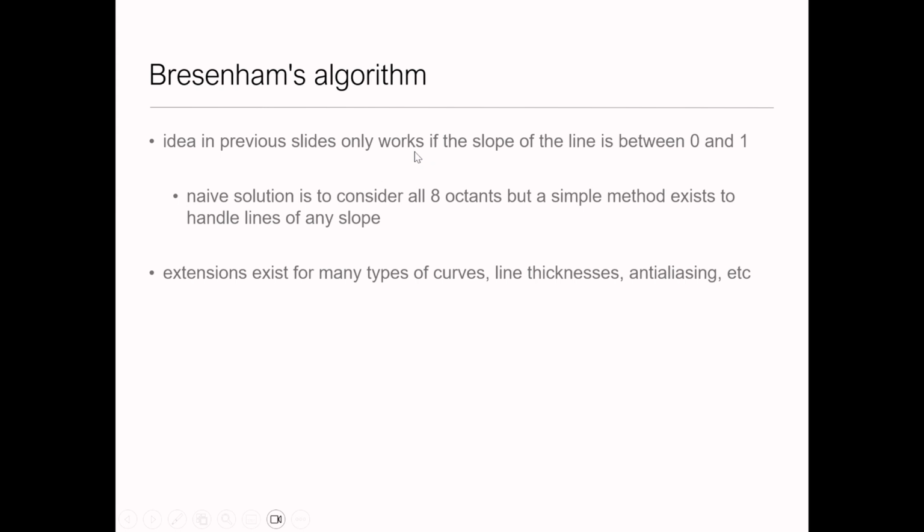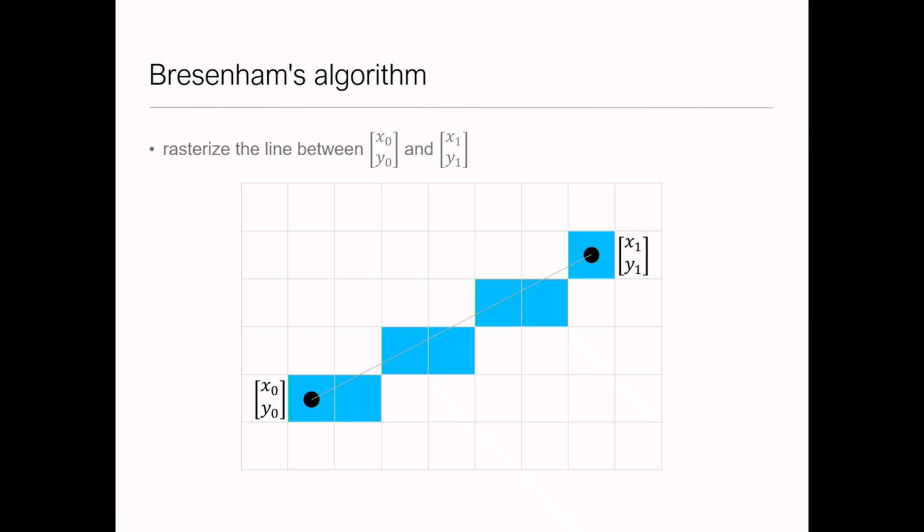All right, so the idea there only works if the slope is between 0 and 1. You might ask, why does it only work if it's between 0 and 1? The answer is because here I'm stepping the x coordinate by 1 every time. If the line is more upright, then you want to step the y coordinate by 1 every time. If the line is upright and pointing to the left, you want to step the y coordinate up by 1, but you also want to move to the left.